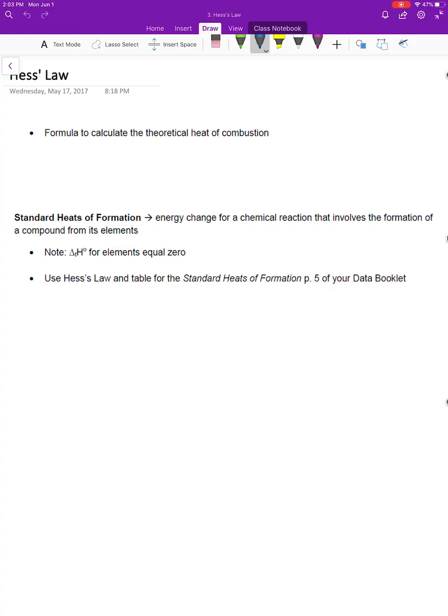Okay, so now we're going to discuss Hess's law, and this is the formula that we're going to use to calculate how much energy is being released through our heat of combustion. Hess's law can be used for any type of reaction, but for Science 30, we are going to look at just combustion. Okay, so if you turn to page 5 of your data booklet, you will see this formula.